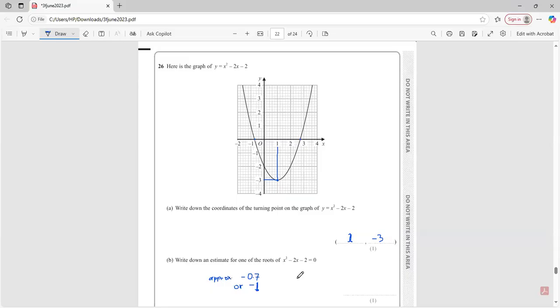Okay, now on the right hand side, you do the same thing. Then it's going to be 2.2, 2.4, 2.6, and approximately 2.8 again. And I think we can stick with 2.8 for this one. 2.8 or 1 or 3.